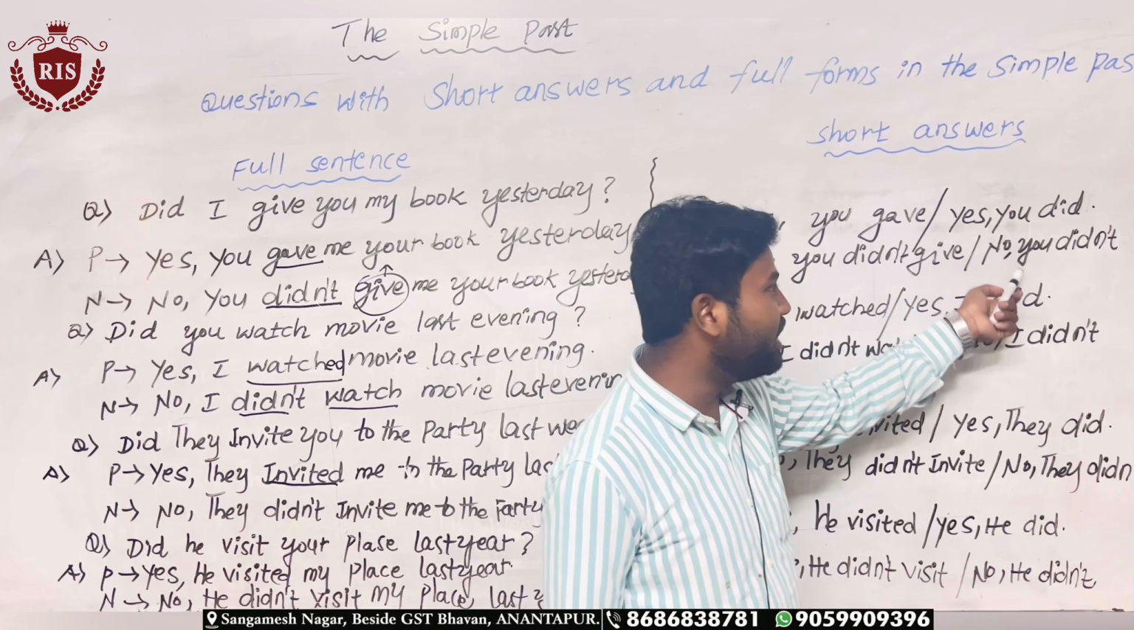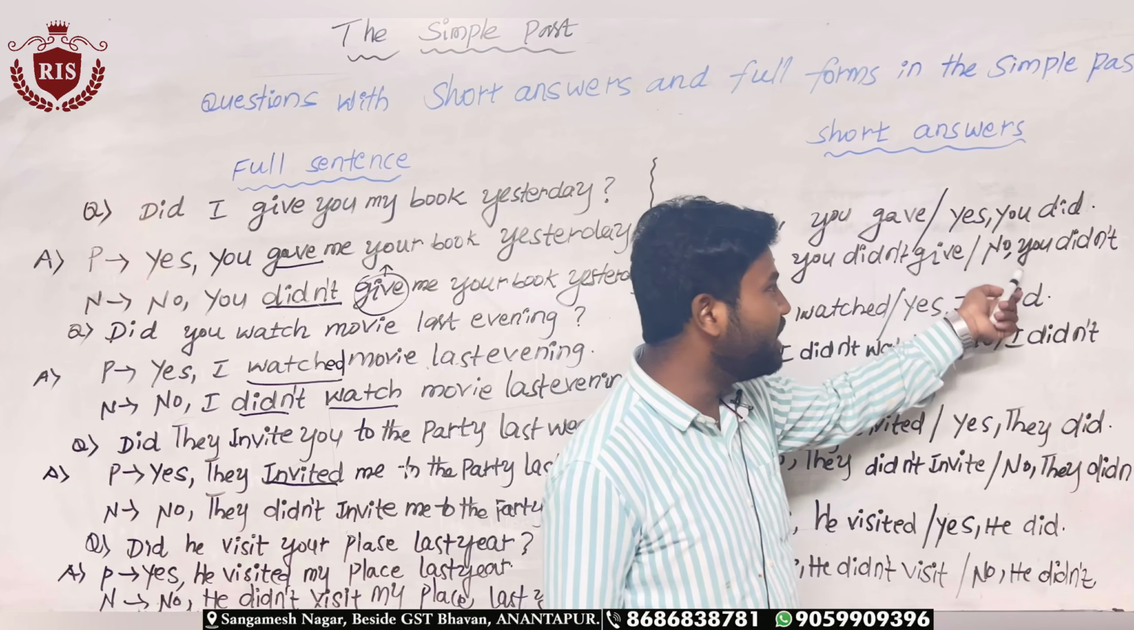Right. Next, what is the question? Next question is, did you watch movie last evening? Let us see what the short answers to that particular question are. In the simple past, the short answer in the affirmative case is yes I watched. You can end with the verb, and yes I did is another way. Next, the negative case starts with no I didn't watch. And the negative short answer in the other way is no I didn't.